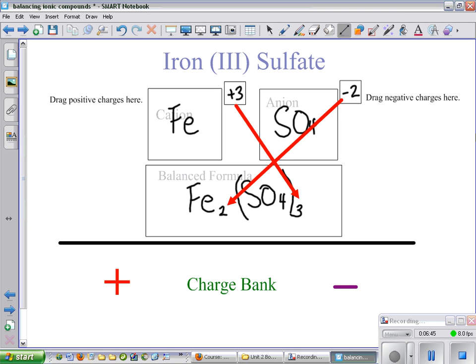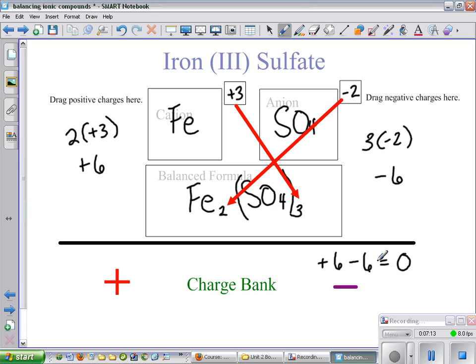So let me do my charge balance. 2 irons at +3 each give me a total charge of +6, and 3 sulfates at -2 each give me a total charge of -6. So +6 minus 6 equals 0, and I have a neutral compound.